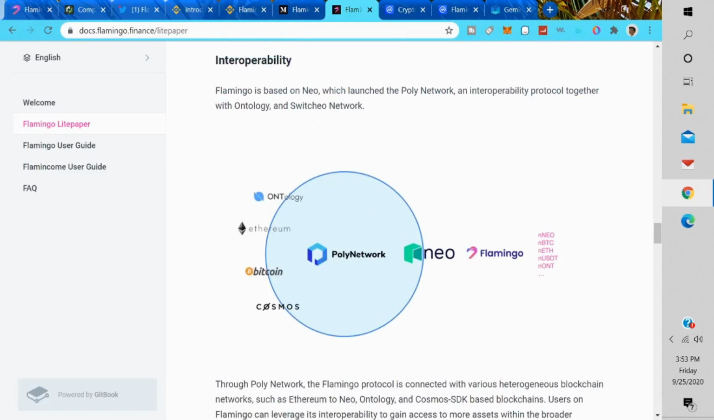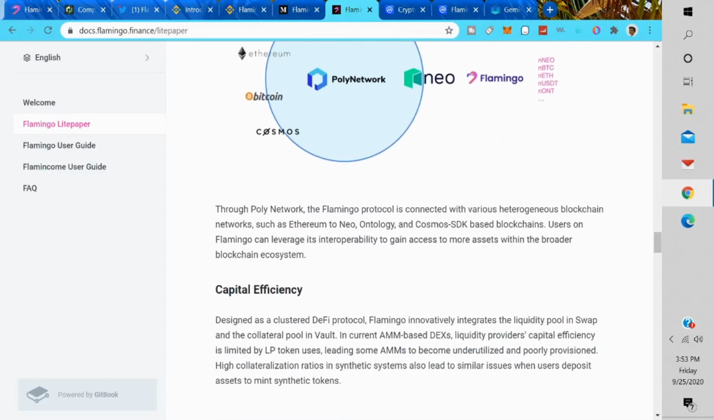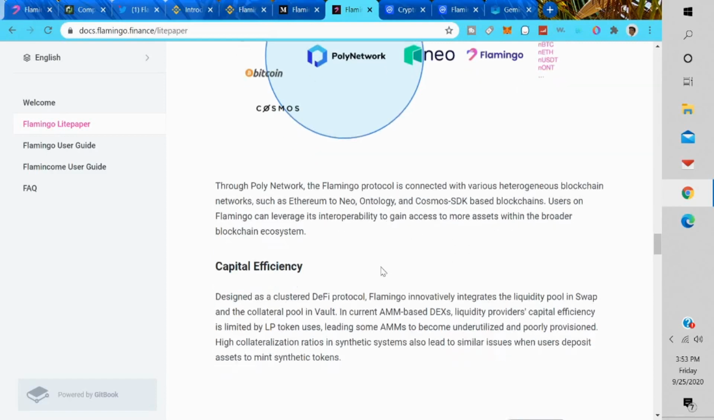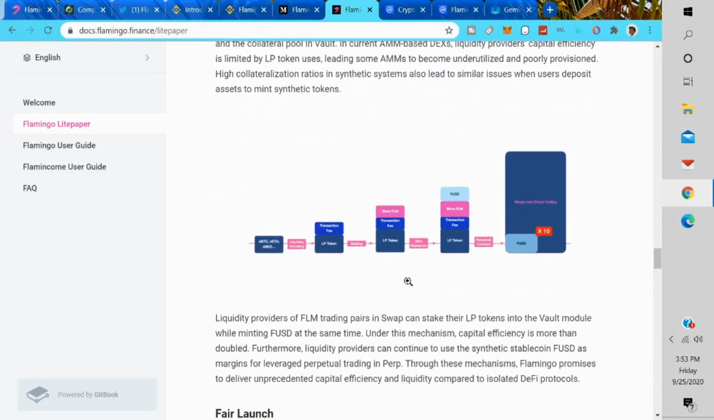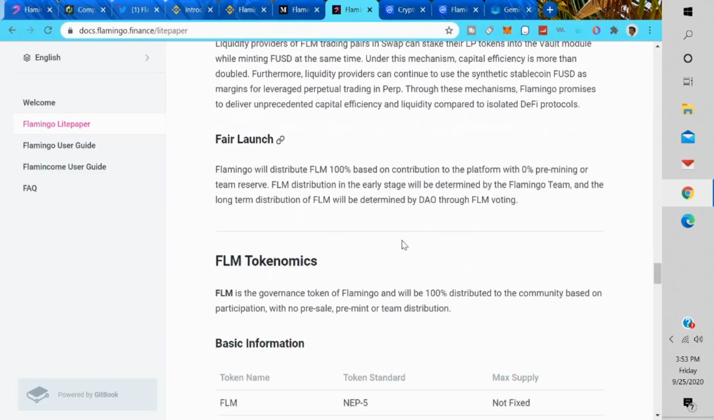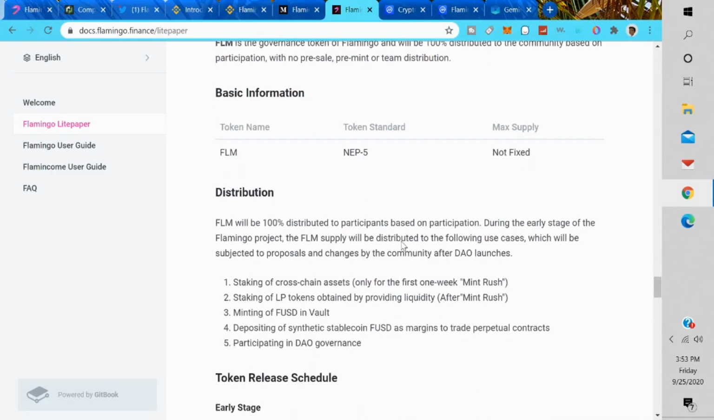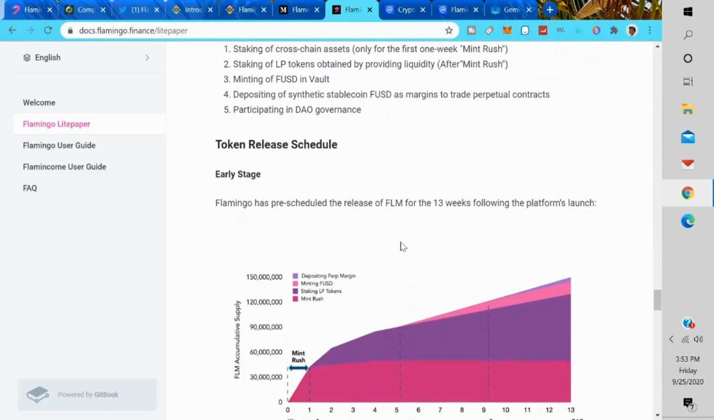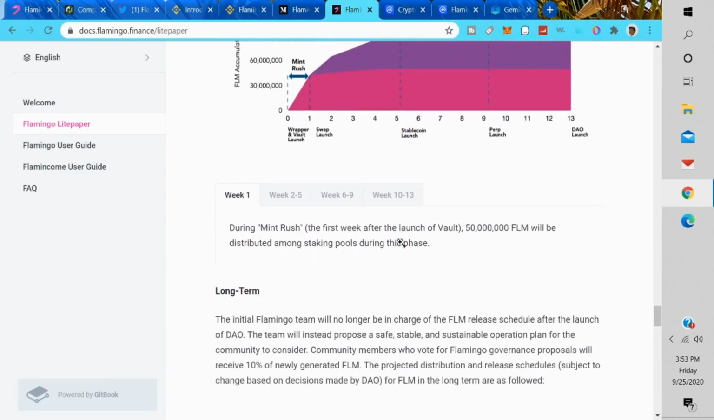Flamingo was based on NEO, which launched the Poly network and interoperability protocol together with Ontology and Switcheo. That's important to look at, right? So through Poly network, the Flamingo protocol is connected with various heterogeneous blockchain networks such as Ethereum, NEO, Ontology, and Cosmos SDK-based blockchains. Users on Flamingo can leverage its interoperability to gain access to more assets within the broader blockchain ecosystem. So that's really smart. So all of that shows you what they plan on doing.